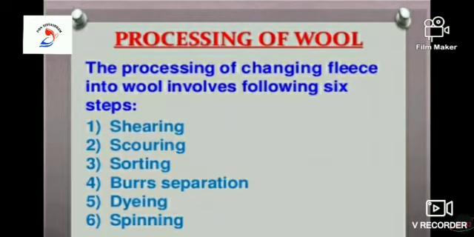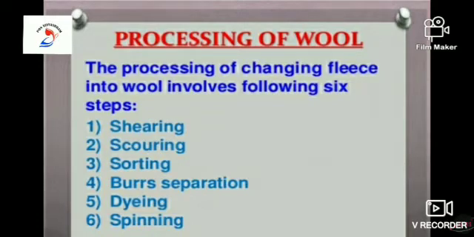Okay, so the main steps involved in processing wool, that is, changing the fleece into wool, involve 6 steps: shearing, scouring, sorting, burr separation, dyeing and spinning. Now let us see each step in detail.